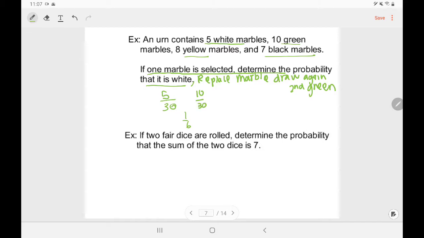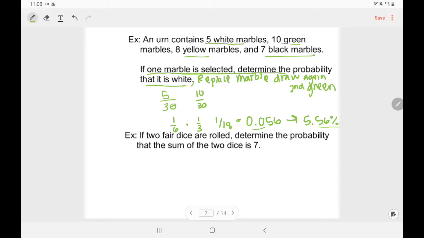So if I was just looking at the probability of drawing a white one, I have 5 out of 30. If I was just looking at the probability of getting a green one, that's 10 out of 30. But if I was looking at the probability of drawing both of them, so 1/6 and 1/3, assuming I replace them, I can multiply them together, and that is a total of 1/18, which if I type in my calculator is 0.056, which simplifies to 5.56%. Remember from 7th grade, I can write probabilities as fractions or as decimals, or I can even write them as a percent.